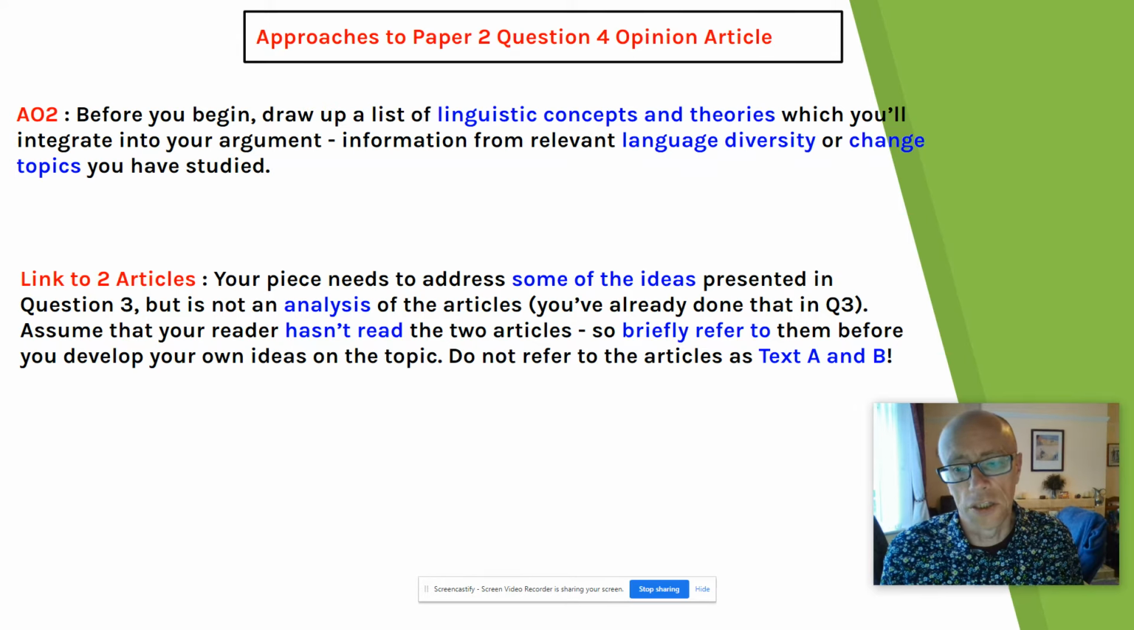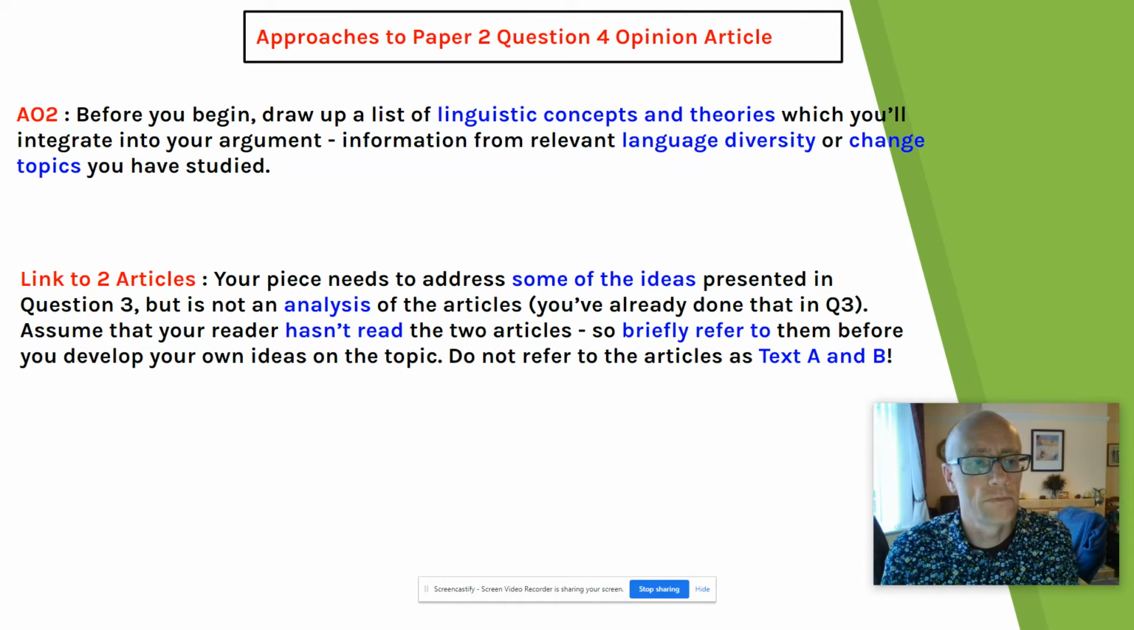The worst thing that you can do is keep referring to text A and text B, because that's only the sort of thing that you do in an essay, and you wouldn't do that if you were writing an article, let's say for Huffington Post, where you couldn't make any assumptions that your reader had read these 2 articles that you've referred to.